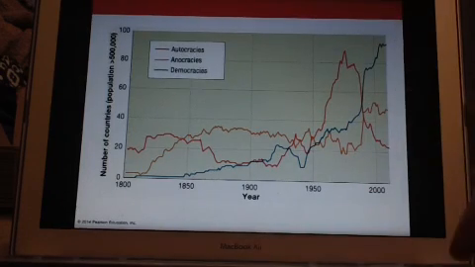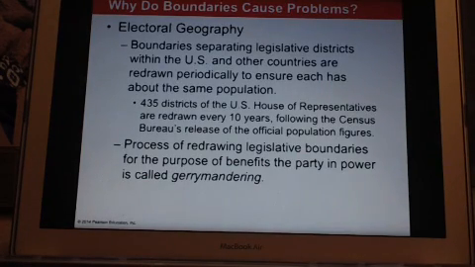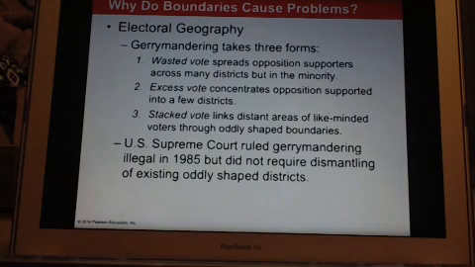Okay, so let's look at electoral geography. Boundaries separating legislative districts within the U.S. and other countries are redrawn periodically to ensure each has about the same population. There are 435 districts in the U.S. House of Representatives, and they're redrawn every 10 years following the Census Bureau's release of the official population figures. The process of redrawing legislative boundaries for the purpose of benefiting the party in power is called gerrymandering. And gerrymandering takes three forms.